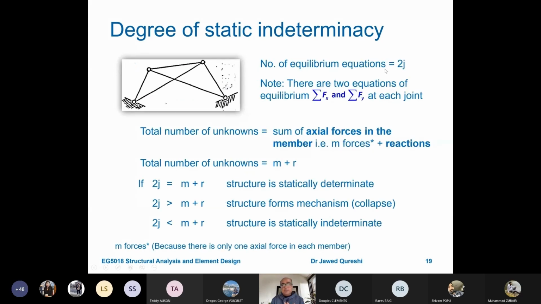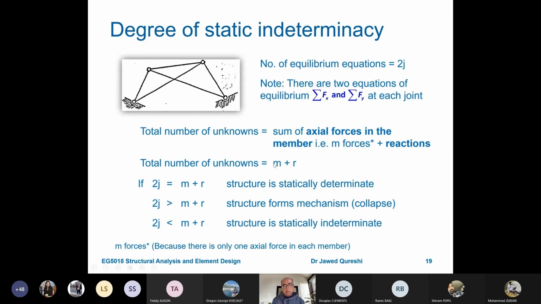The number of equilibrium equations is 2 times J, and there are 2 equilibrium equations in trusses. We do not have summation of moment because moments are not there in trusses. That's why at each joint we will have force in the X direction and force in the Y direction. The total number of unknowns is the sum of axial forces in members, i.e. M forces, plus reactions. These will be your U. So U is equal to M plus R, meaning member forces plus reactions.